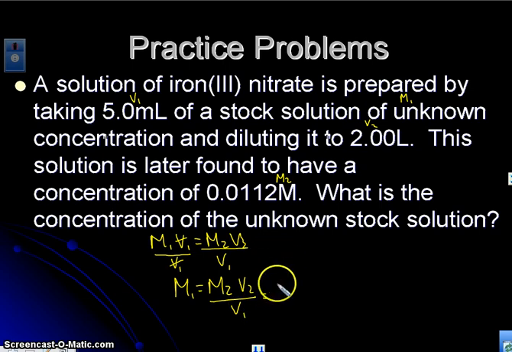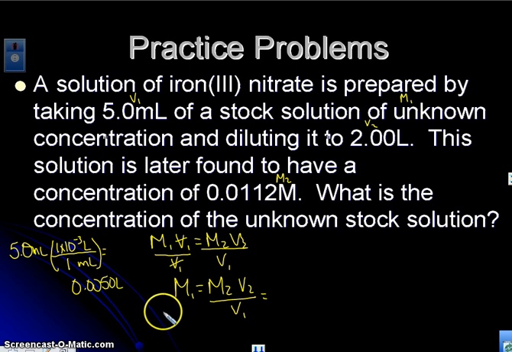Then we need to change our milliliters to liters, because our volumes don't have the same unit. You can change your 5.0 milliliters to liters. We need milliliters on the bottom, liters on the top. Milli is 1 times 10 to the negative third, and that goes with our base unit. That gives us 0.0050 liters. You can also do it the other direction, go from liters to milliliters, whatever you're most comfortable with.